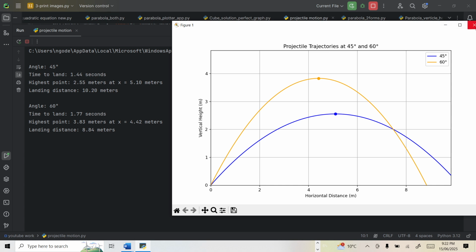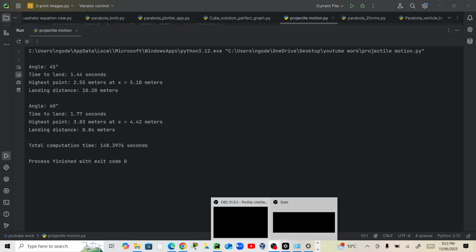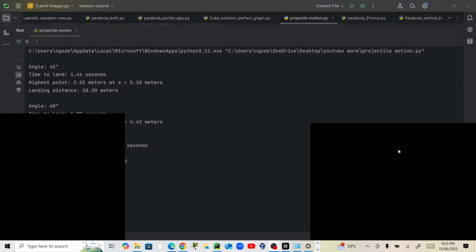Let me quickly look at how long it takes. It went very quickly too: 148 seconds. Total computing time is 148 seconds. All right, this is very quick. It's about 2 minutes. We can get it all done in 2 minutes, which is quite quick, for two different angles.